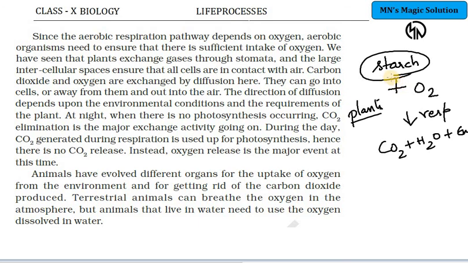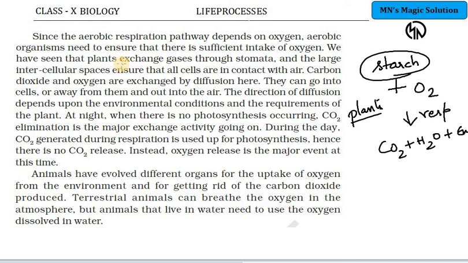So plants, what do they do in the daytime? They use carbon dioxide and get starch ready. In the daytime they respire, and at night time they respire too. But during the day, the oxygen required for respiration is obtained as a byproduct of photosynthesis. Correct? But at night, the oxygen it needs is not available inbuilt, so it has to take it from the external atmosphere.